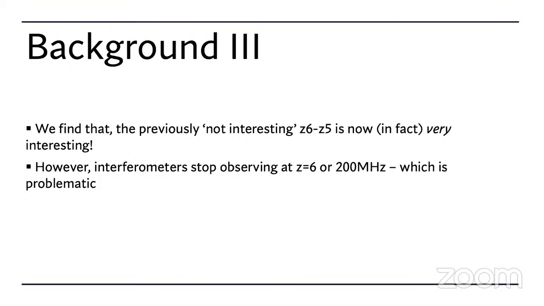So with all of this in hand, the previously, I guess, not so interesting period of the Epoch of Reionization, this redshift range of 6 to 5, is now in fact very interesting, because there is now an abundance of evidence showing that we have a much later reionization. But this is problematic for a lot of interferometers, especially because they stop observing at a redshift of 6, or the high band antennas that we have are not optimized for frequencies above 200 megahertz.